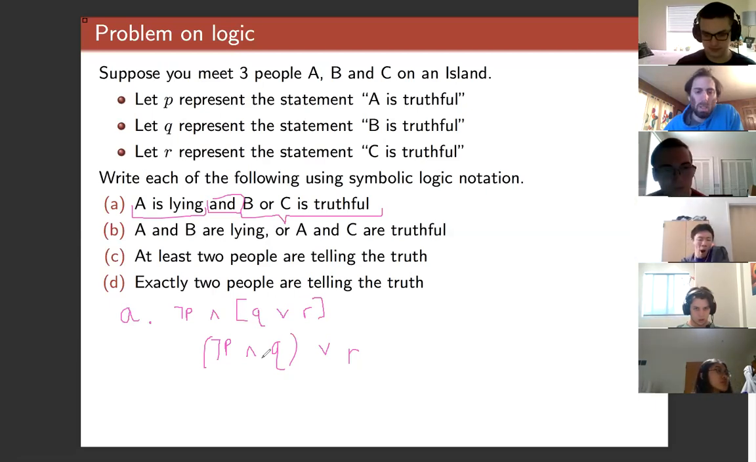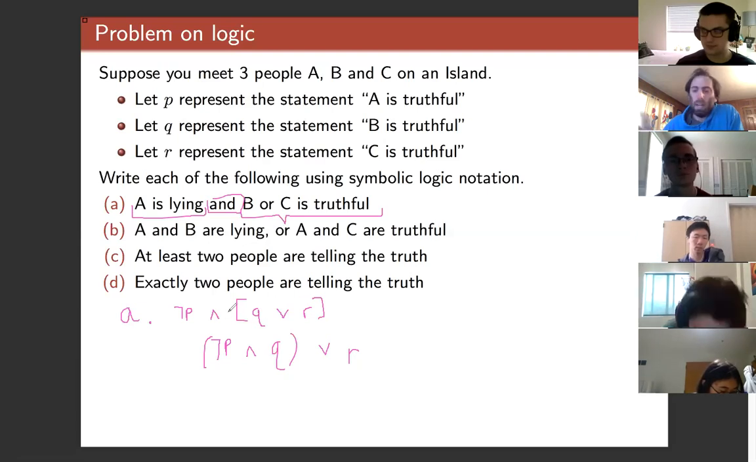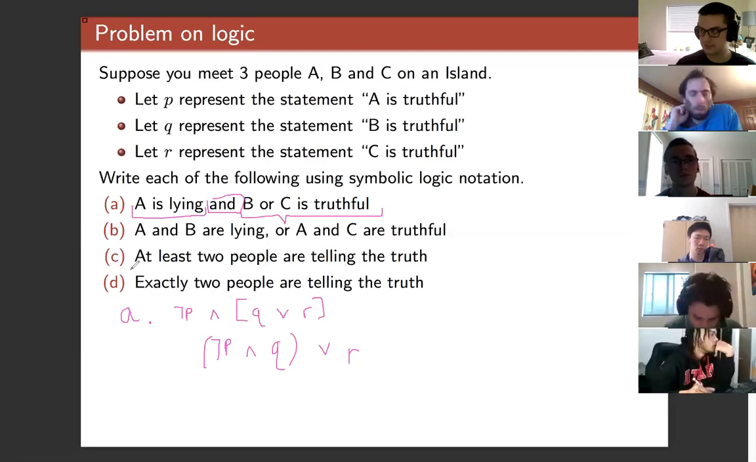Let's keep going. So there's B, C, and D. So just go ahead and take like 5 minutes, and then we'll go through those last three.